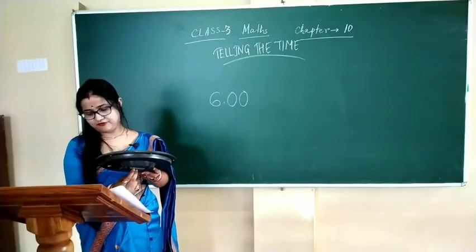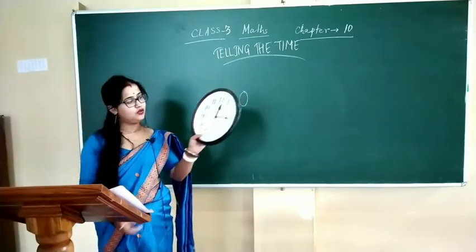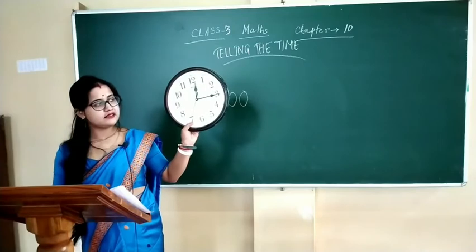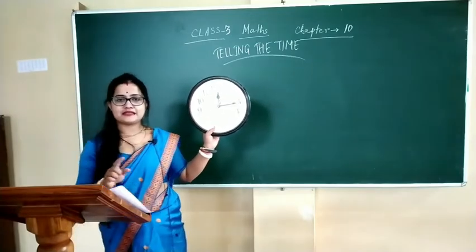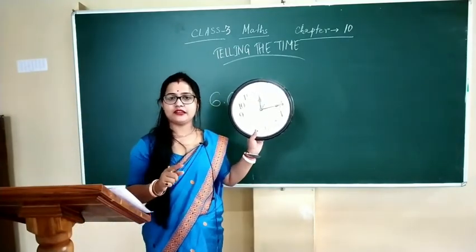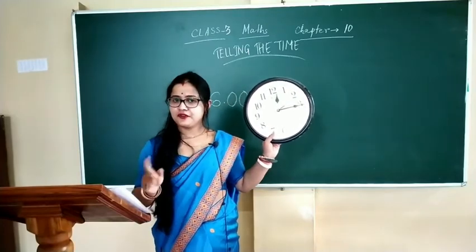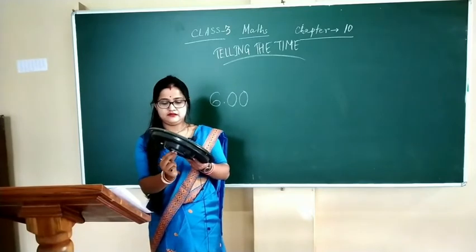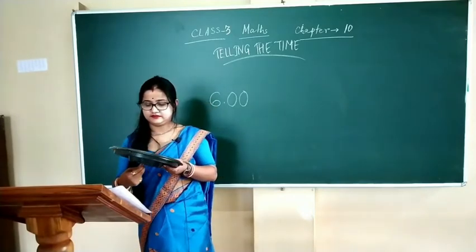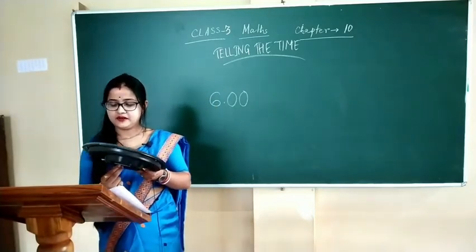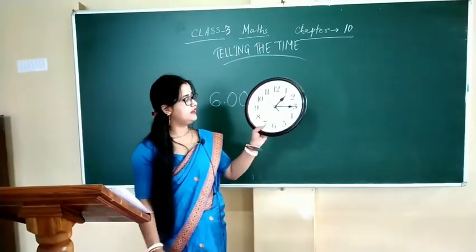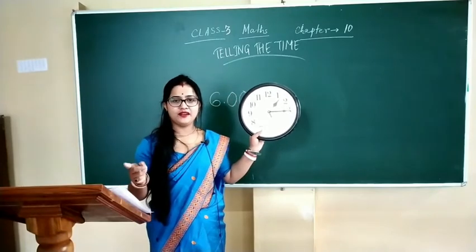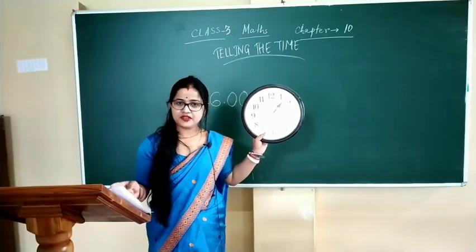Quarter means 1/4. Clear? So, what is the time now? This is quarter past 12, or we can also say 12:15. Quarter past means 1/4. Now see, what do we say? Quarter past 1, or 1:15. Clear?